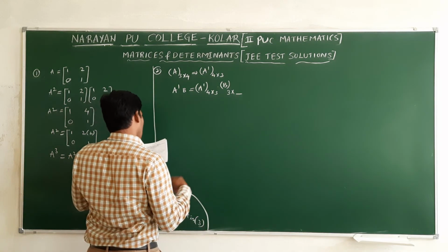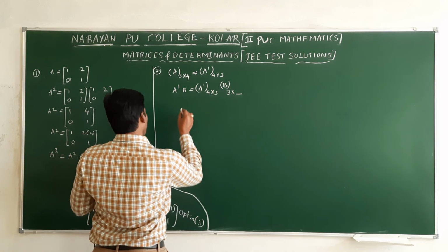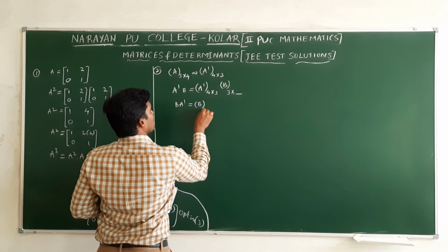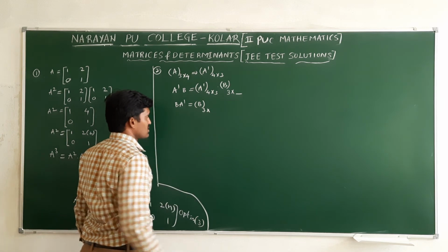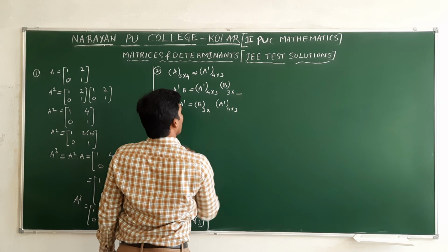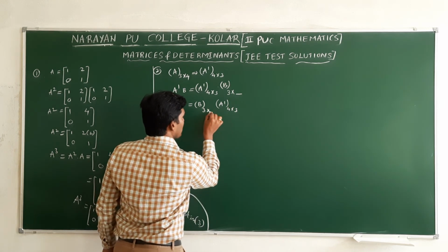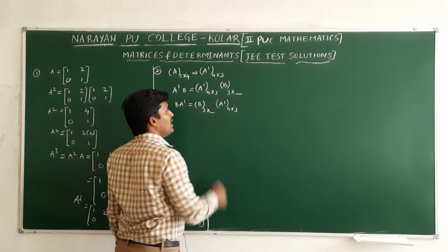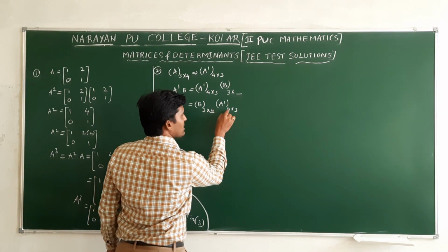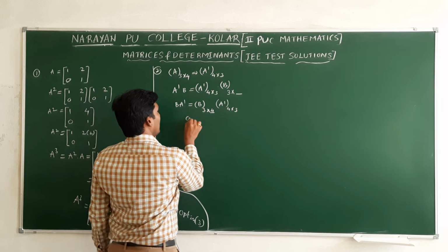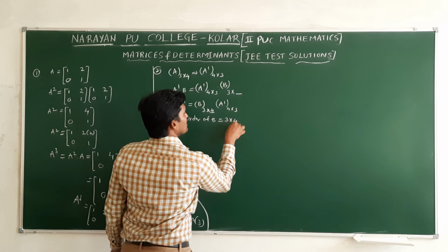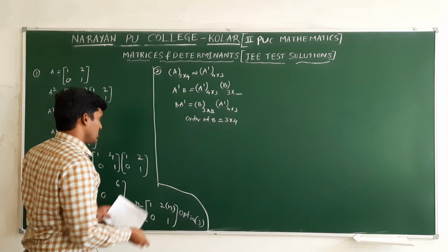Next, one more is also defined: B A dash. For B we already know the number of rows. And A dash is 4 by 3. When the product is again possible, the number of columns in the first matrix equals the number of rows in the second matrix. The number of rows in the second matrix is 4. That's why the order of B is clearly 3 by 4 only. That is option 2.